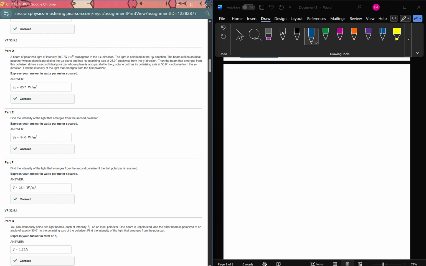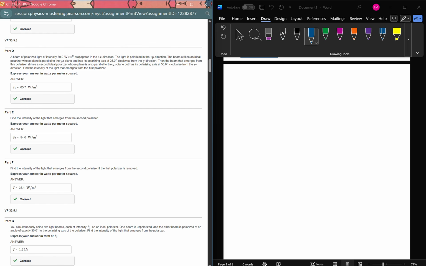Then the beam that emerges from the polarizer strikes a second ideal polarizer whose plane is also parallel to the YZ plane, but has its polarizing axis at 50 degrees clockwise from the y direction. Find the intensity of the light that emerges from the first polarizer.